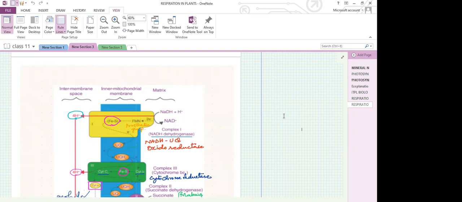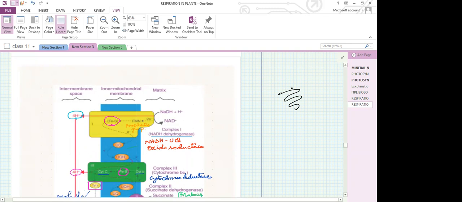Kolliker and Benda discovered it. So why is it semi-autonomous? Because it has its own DNA and its own ribosomes. The outer membrane is very porous, so it allows anything to pass. The inner membrane is folded to give a large surface area for the catalytic sites. So it holds them on the inner membrane of mitochondria when it is folded like this.